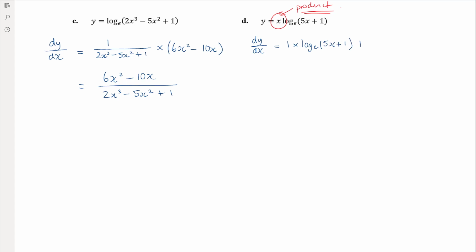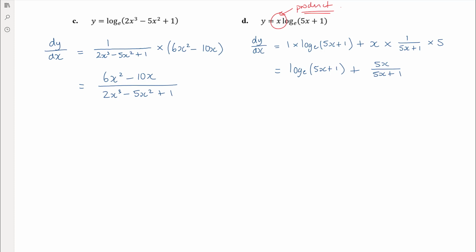And then we add, and we leave the first function as it is, and we differentiate, multiply by the derivative of the second function. The derivative of log e of 5x plus 1 is 1 over 5x plus 1, multiplied by the derivative of 5x plus 1, which is 5. Okay, so you're going to have log e of 5x plus 1 plus 5x on 5x plus 1.